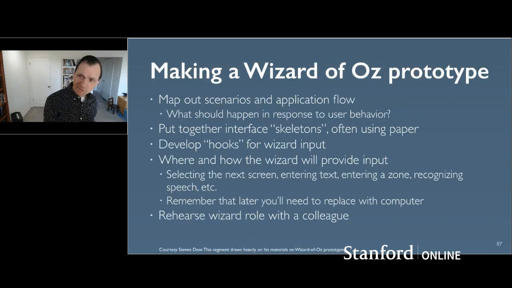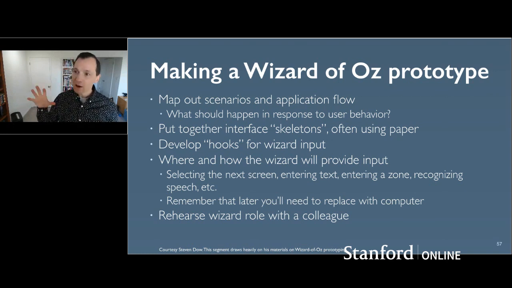So making a Wizard of Oz prototype isn't too complicated. What we end up doing is starting with the traditional stuff that we might do. We'd map out the scenarios, the application flow. We'd build this low fidelity prototype, often again using paper. And then we develop a contract or a script that says, okay, wizard, human, person on my team, whenever the user does this, you should interpret it in the following way and respond in the following way.